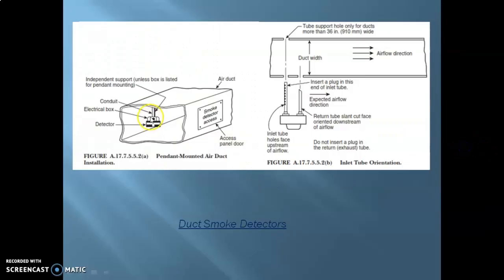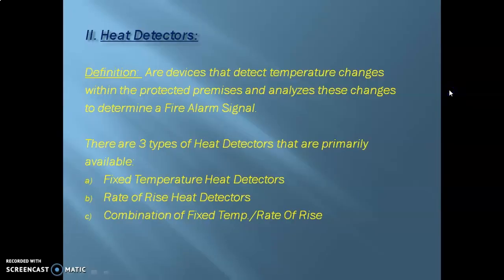And this is how it can be installed. This is how it's installed inside the air duct, and this is when it is installed outside the air duct. So the next type of initiating devices that we'll be talking about are the heat detectors.